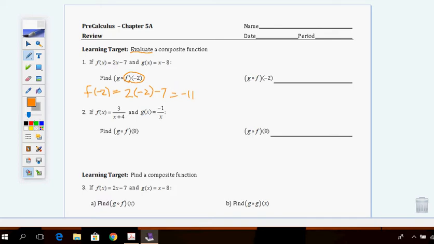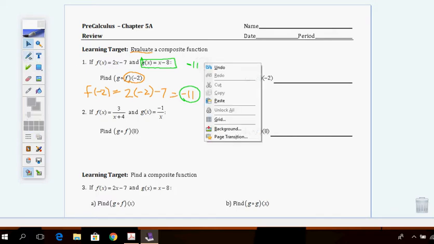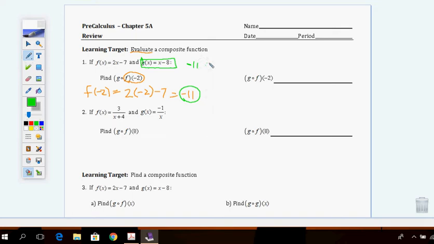Okay, and now what we want to do is take -11 and plug it into function g. So -11 becomes my new x value, and then I subtract 8. So my final answer is -19. So there we go. We're just gonna make that nice and big.